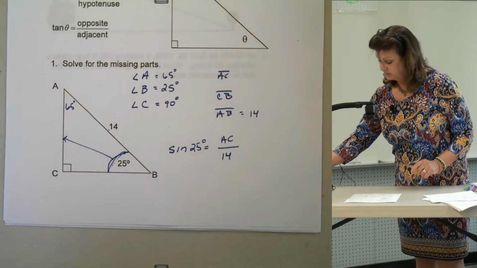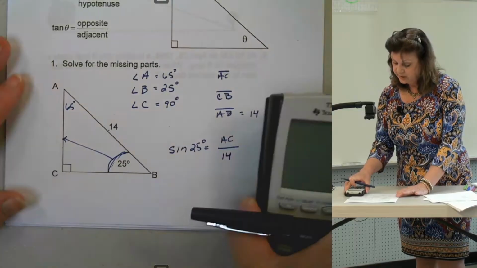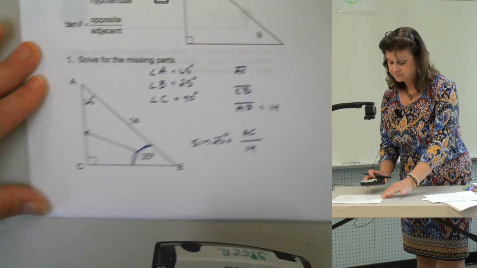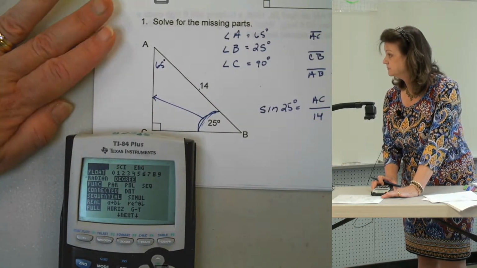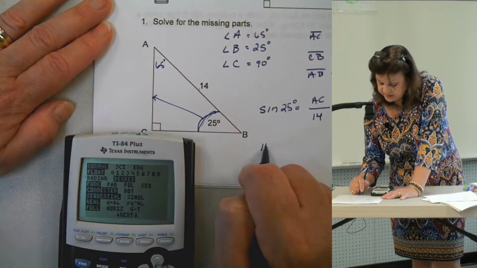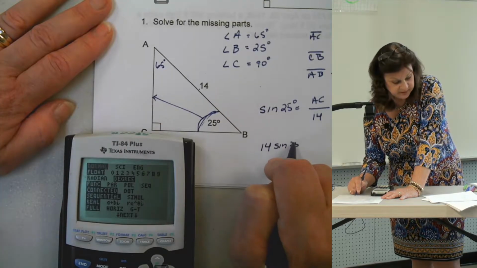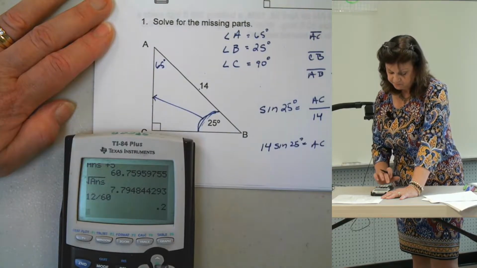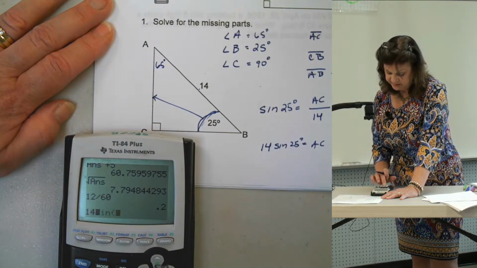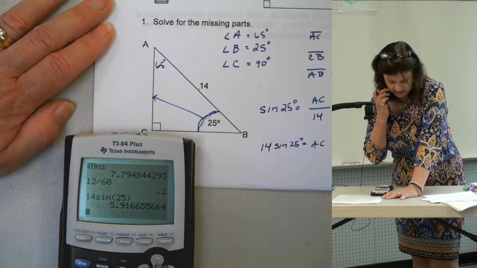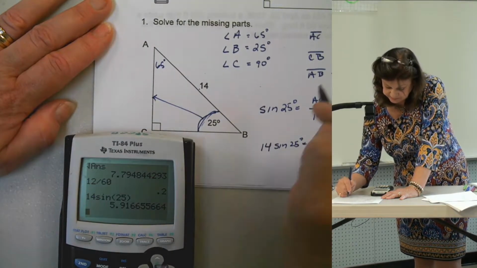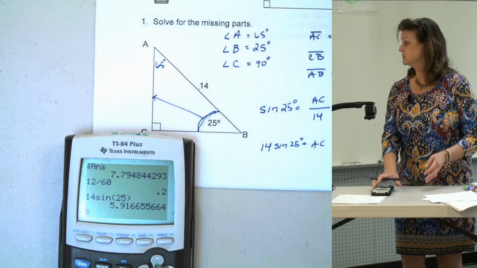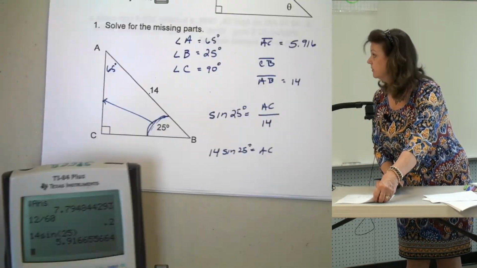So on your calculator, in your calculator, let's make sure we are in degrees. And I am. So 14 times the sine of 25 degrees is segment AC. So 14 sine 25. And segment AC is 5.916 units long. I'm sorry, I can't get all that on the screen. There we go.